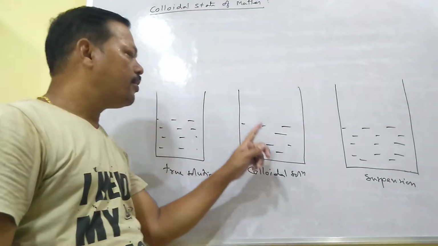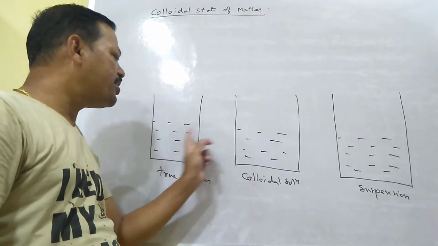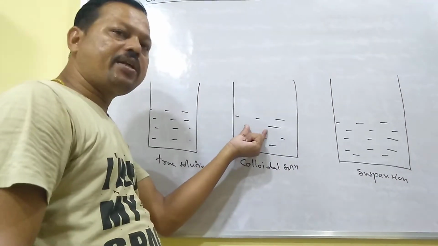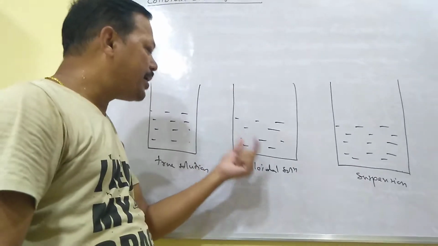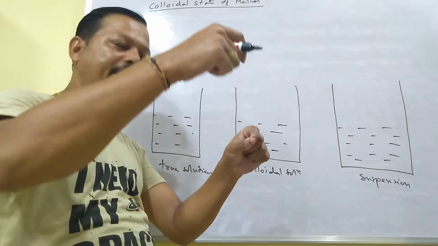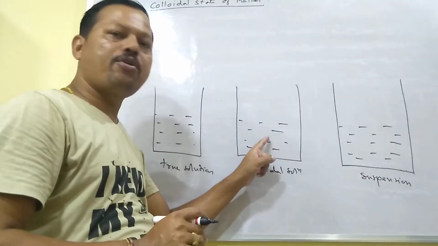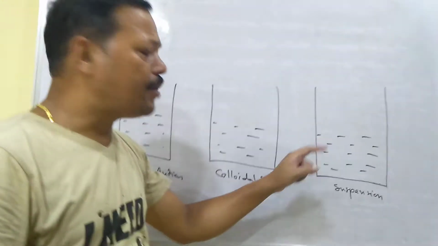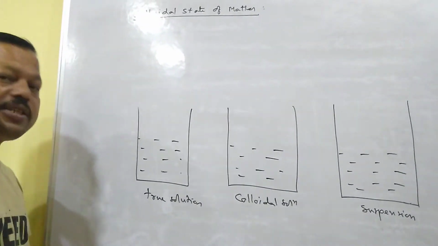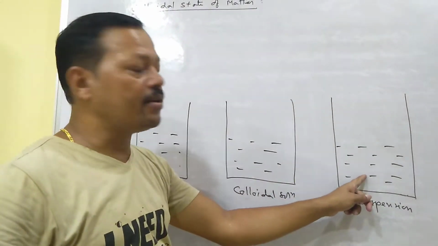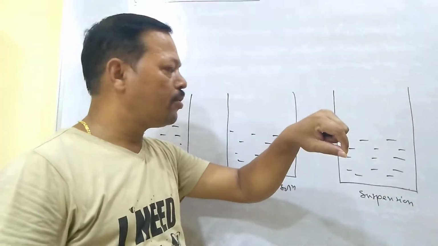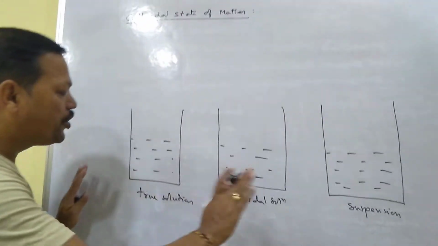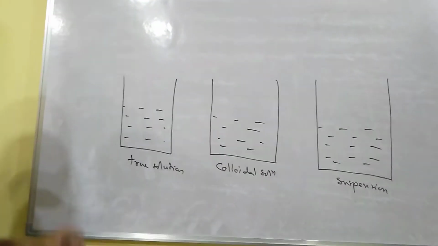In colloidal solution, the particle size is somewhat larger than true solution. That is why in colloidal solution, the particles can pass through filter paper, but cannot pass through the membrane. In suspension, the particle sizes are the largest, and that is why in suspension, particles cannot pass through the membrane or through the filter paper. So this is the main point of difference between these three states.